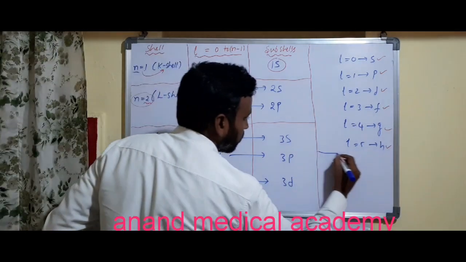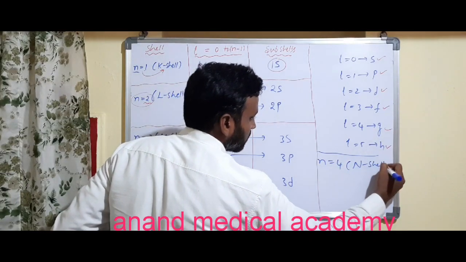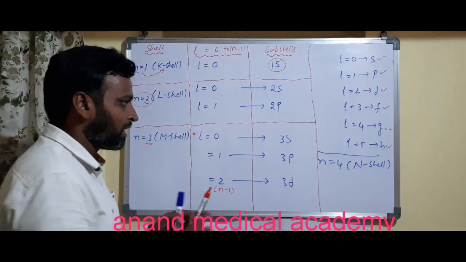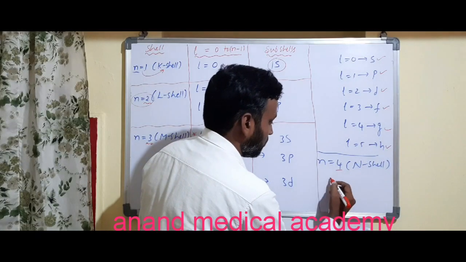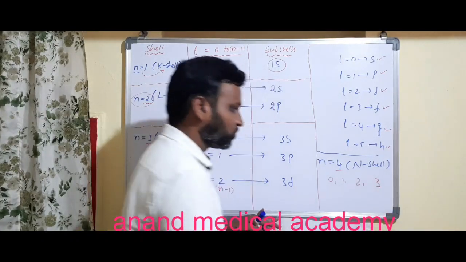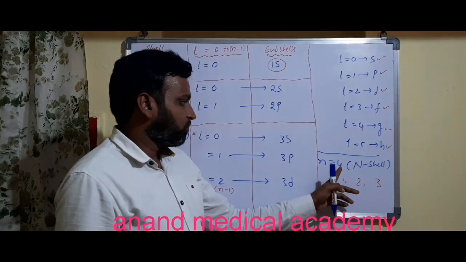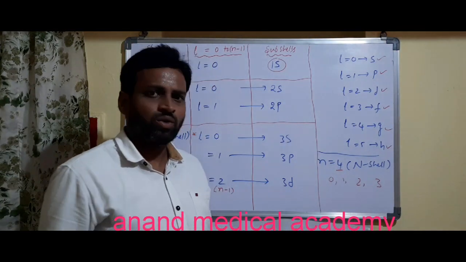Here I'll write the fourth shell. n equals 4 means the N shell. What are the subshells? I'll write these 4 values. I'll start from 0: 0, 1, 2 and up to 3. I have no need of a formula. 4: 0, 1, 2, 3, that's it. No need of any formulas.